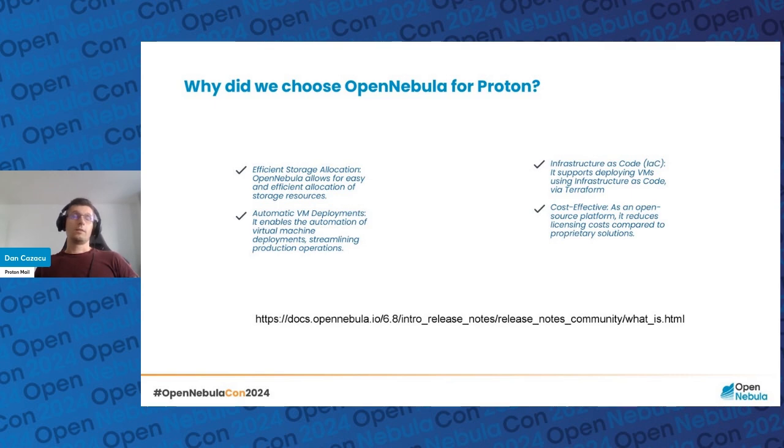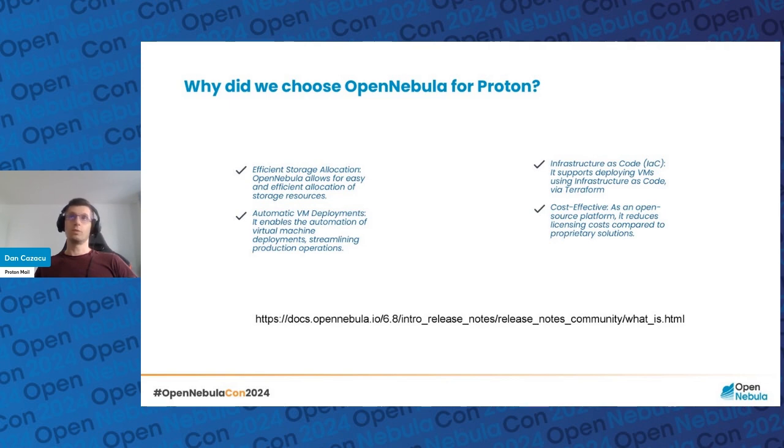And lastly, and not one of the least important aspects, was that it was cost effective. The licensing that OpenNebula provided was really beneficial for us. It, if I'm not mistaken, is under Apache 2.0. That was really helpful. Okay, so this is a quick introduction about the tool.